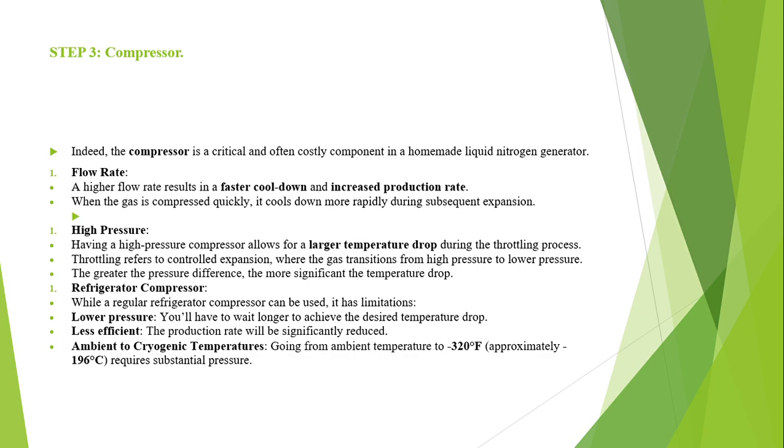Indeed, the compressor is a critical and often costly component in a homemade liquid nitrogen generator. Flow rate: a high flow rate results in a faster cool down and increased production rate. When the gas is compressed quickly, it cools down more rapidly during subsequent expansion. High pressure: having a high pressure compressor allows for a large temperature drop during the throttling process. Throttling refers to controlled expansion where the gas transitions from high pressure to low pressure. The greater the pressure difference, the more significant the temperature drop.